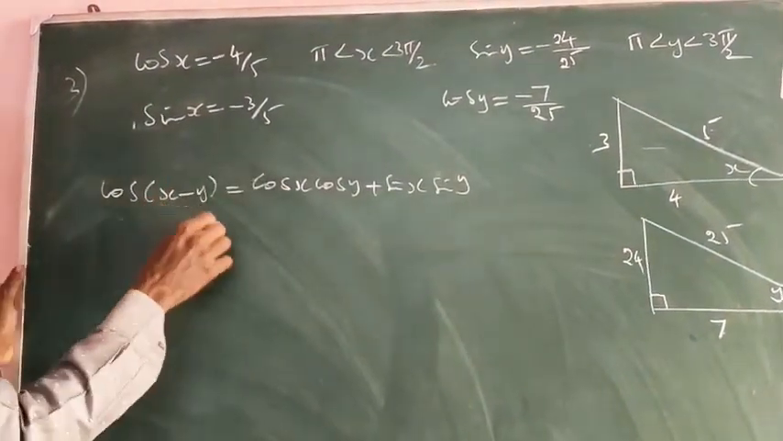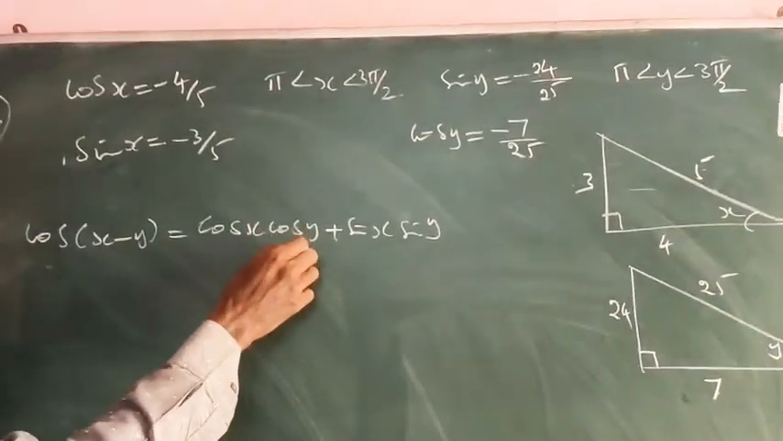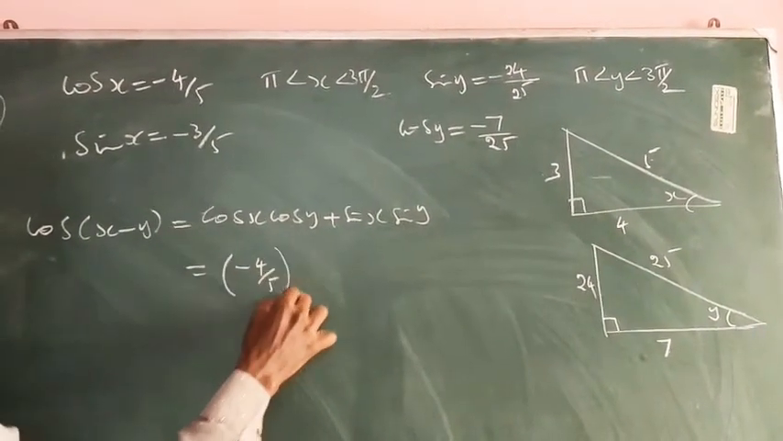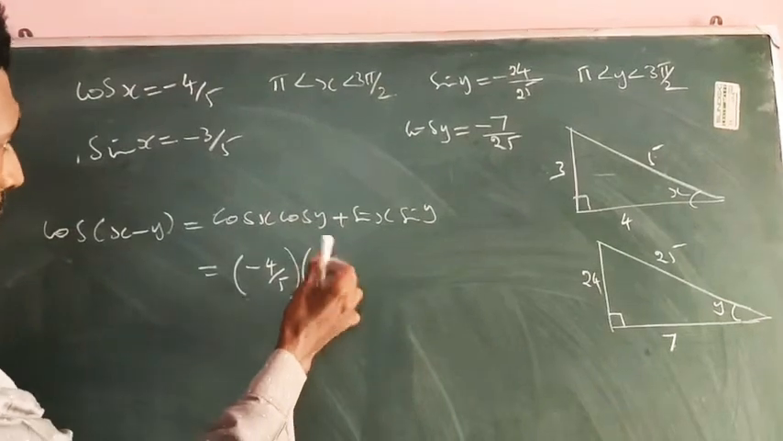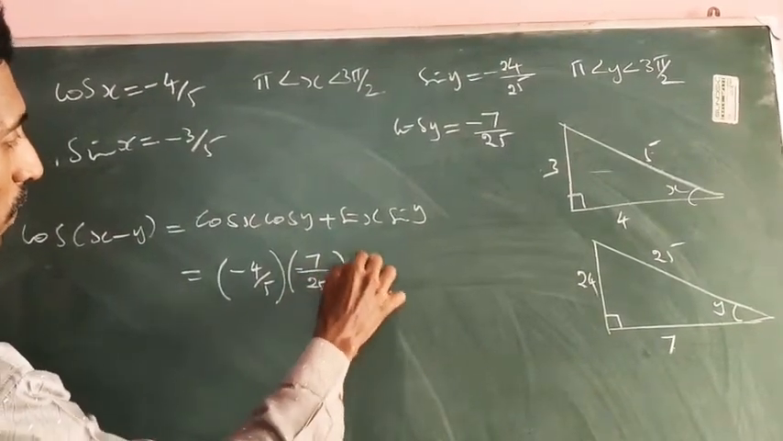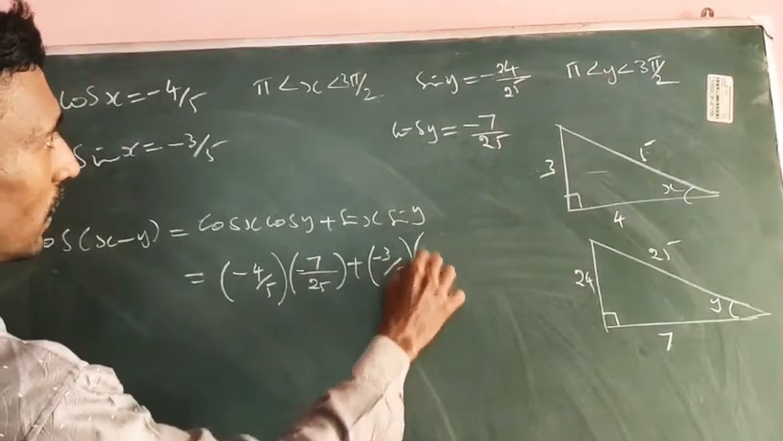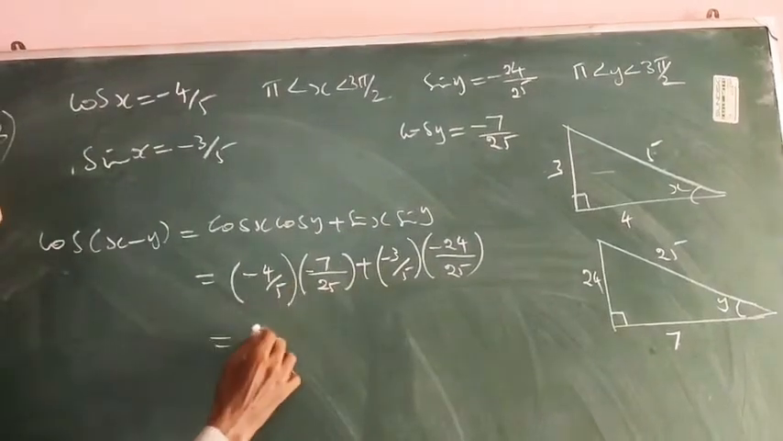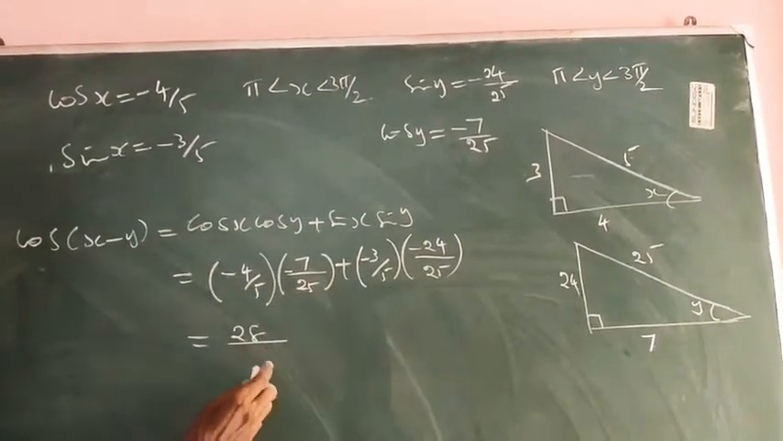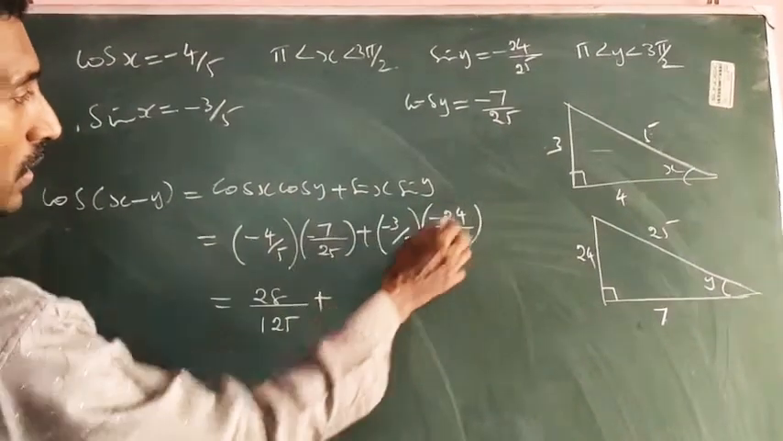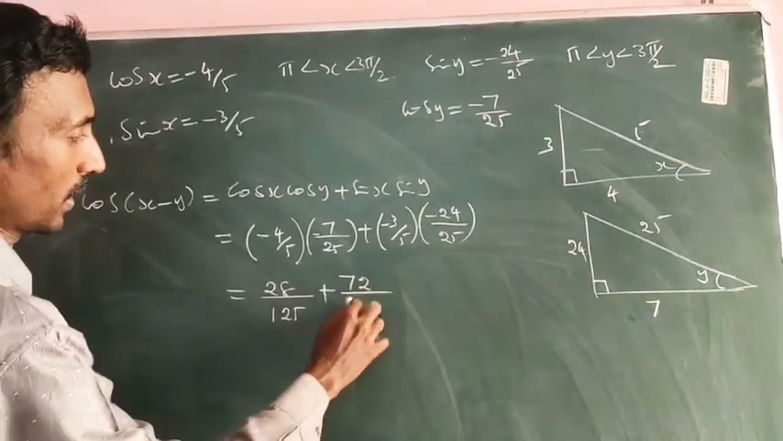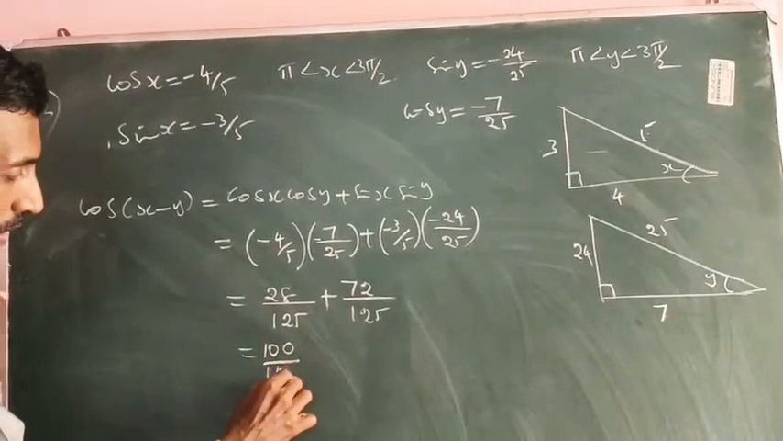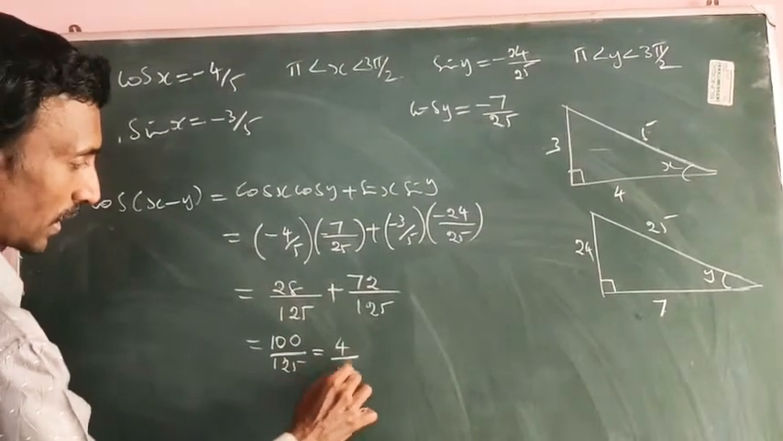Okay. So now cos(x minus y) equals cos x into cos y plus sin x into sin y. Put the values. So minus 4 by 5 into minus 7 by 25 plus minus 3 by 5 into minus 24 by 25. So minus into minus is plus. So 4 sevens are 28 by 125 plus 3 twenty-fours are 72 by 125. So 28 plus 72, 100 by 125, we can cancel by 25. We are getting 4 by 5.